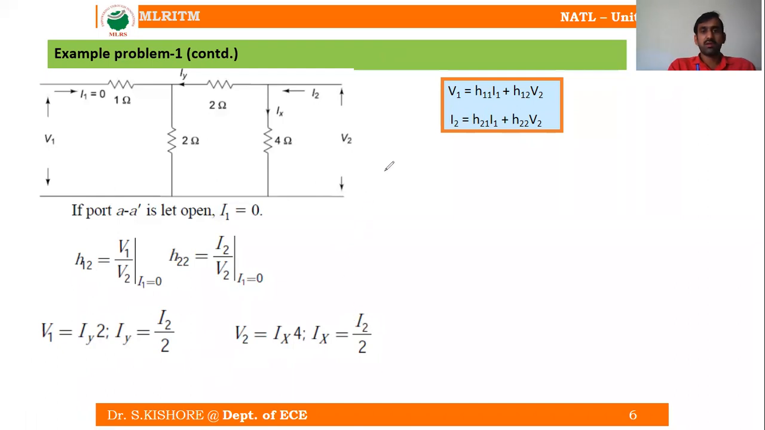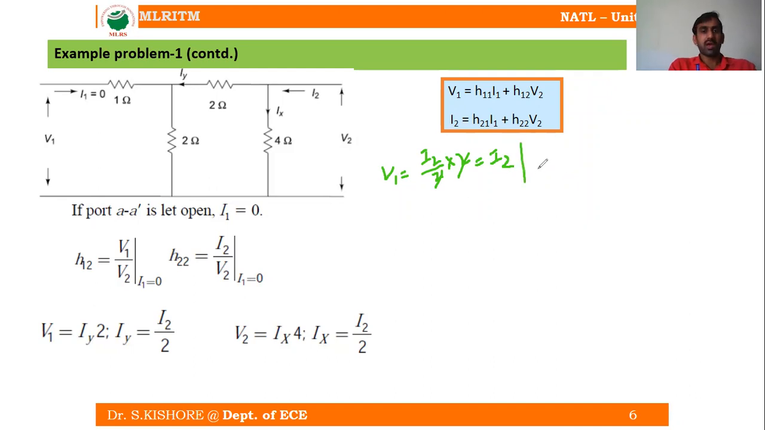So we can get V1 is equal to 2 into Iy. What is Iy? I2 by 2. So Iy is nothing but I2 by 2, into 2. So the 2s are going to be cancelled, and we are going to have V1 is equal to I2.